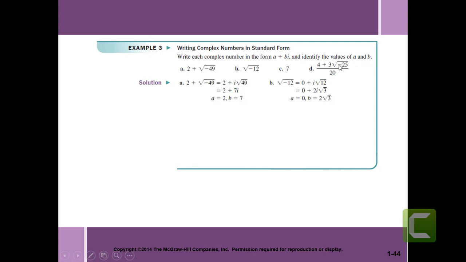We can rewrite this as the square root of -1 times 5 squared. And then we can split it up into the product of two radicals. We can write this as the square root of -1 times the square root of 5 squared. And then, of course, the square root of 5 squared is 5. And so we get the square root of -1, which is i, and we get 5. So this becomes 3 times 5i, or 15i, if you will. Okay, and this is 4.